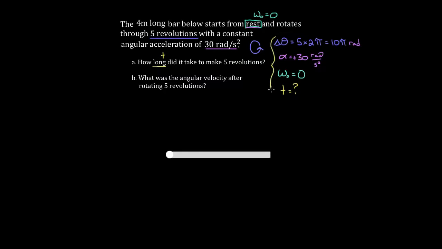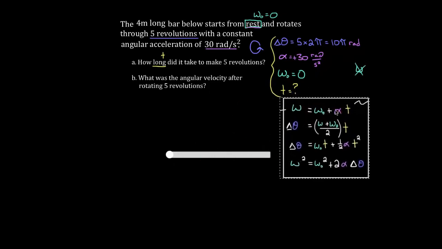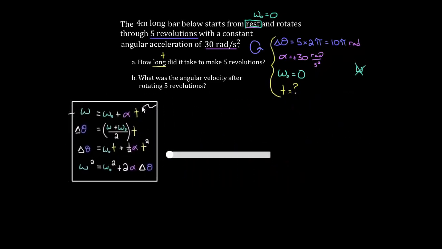I've got my 3 knowns and my 1 unknown that I want to find. Which variable isn't involved? It's omega final. So omega final is not involved here at all, so I'm going to use the rotational kinematic formula that does not involve omega final. I'll put these over here.